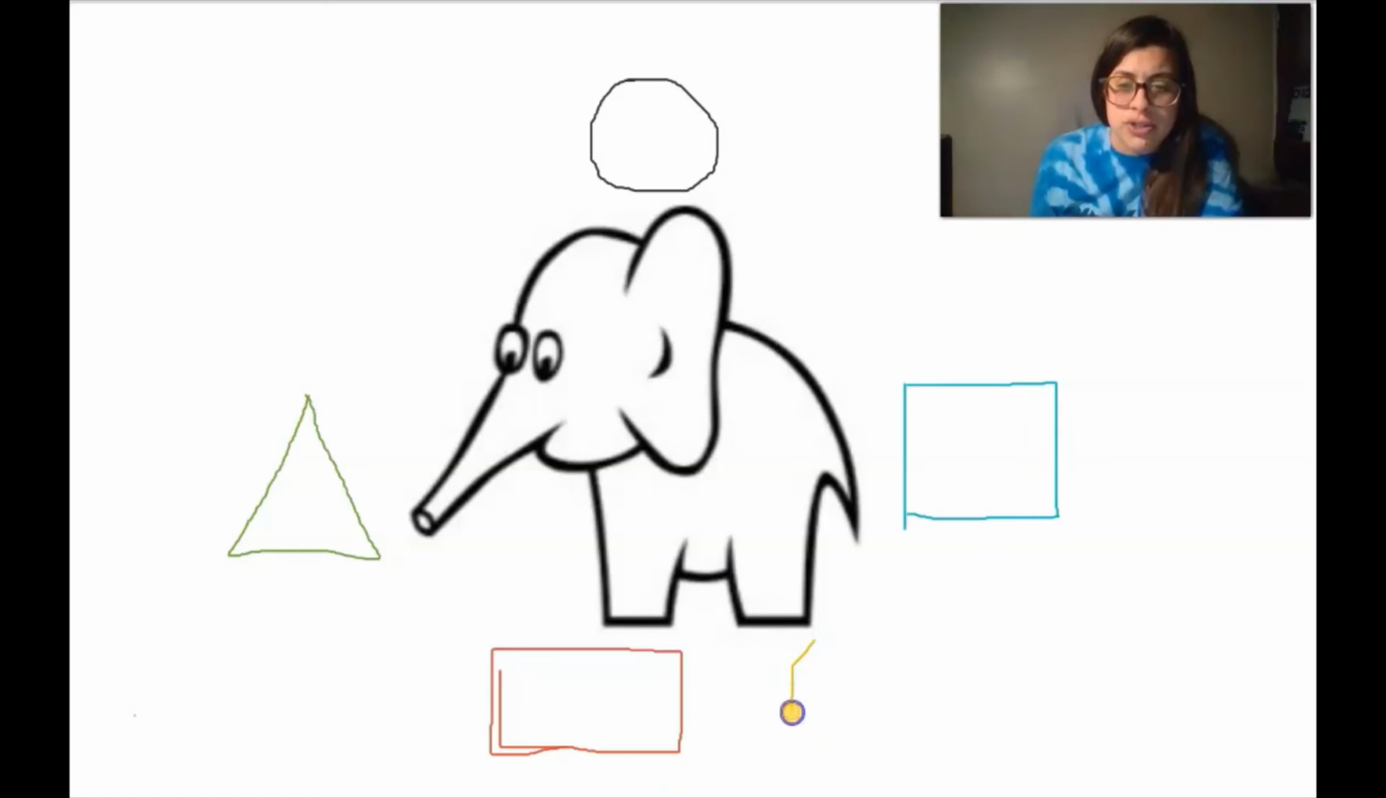1 side, 2 sides, 3 sides, 4 sides, 5 sides. See, I got to erase my shape. Hexagons are a tricky, tricky shape. Here we go. 1, 2, 3, 4, 5, 6. All right, so we have a circle above, a square behind, a triangle in front of, a rectangle below, and a hexagon next to.